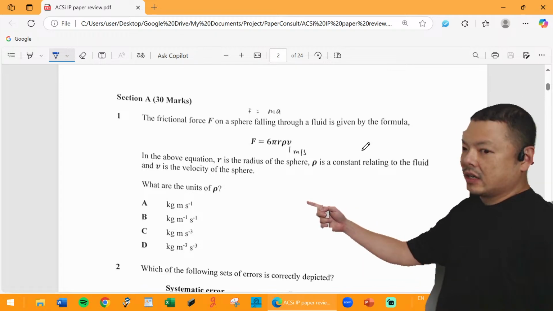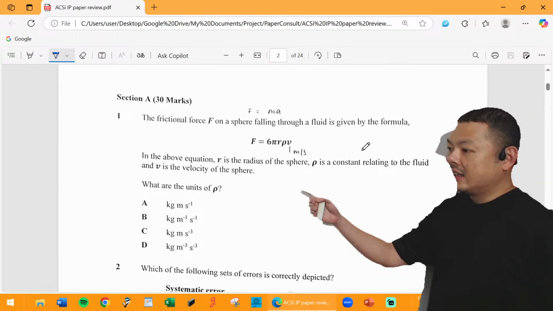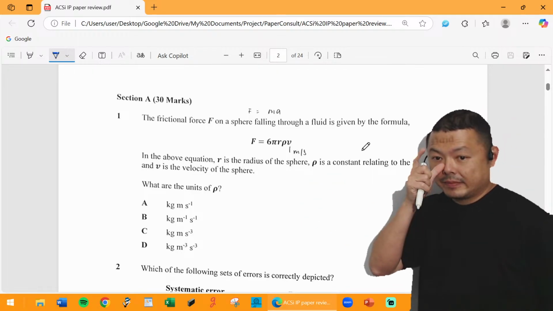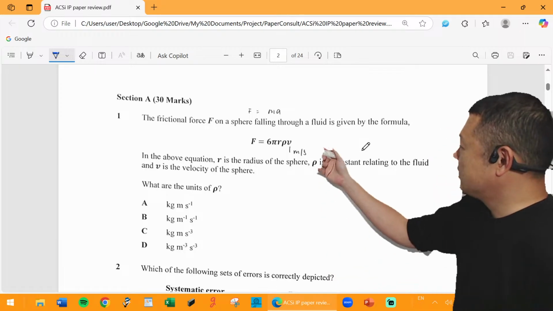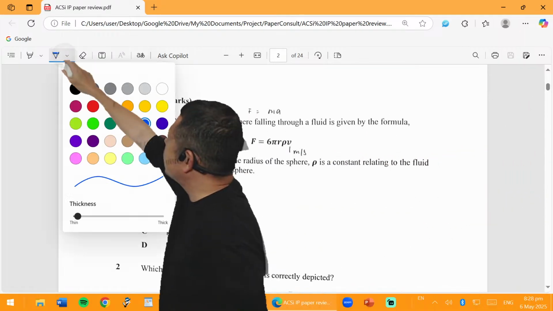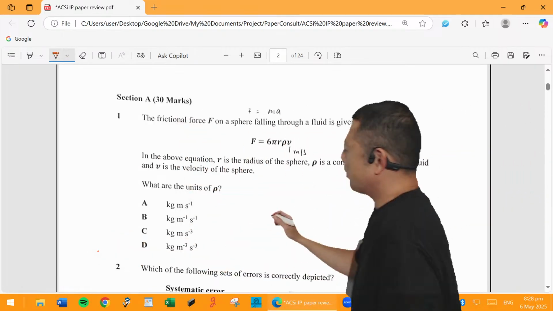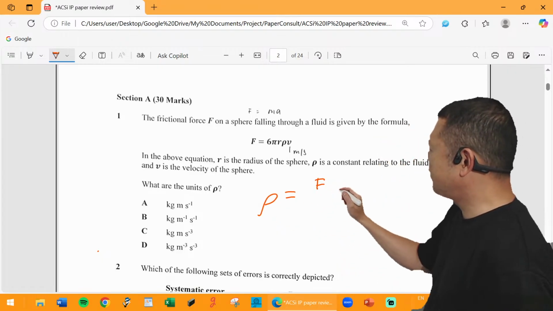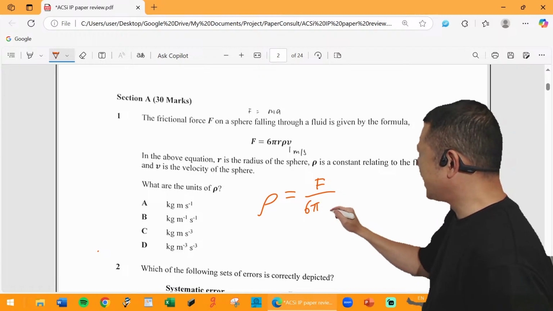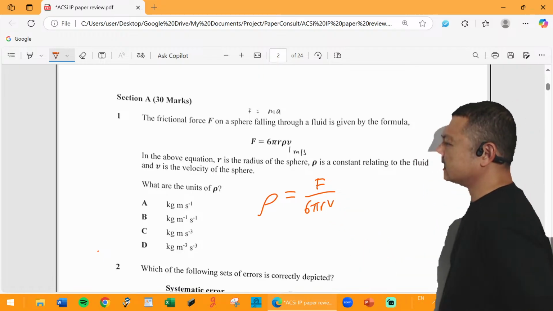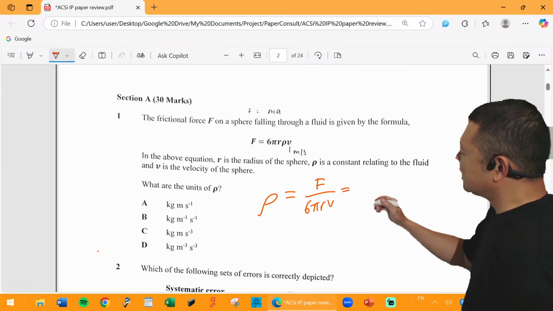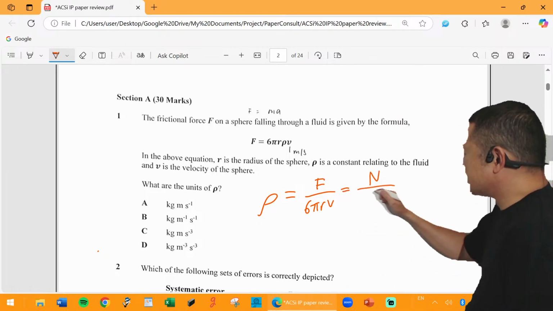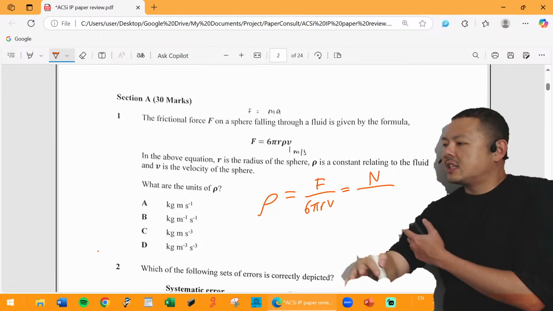Correct or wrong? This one. This one you got correct. You got wrong. Do you know why you got wrong? Okay, so basically, very fast one. This one here, you have to make rho the subject. Rho equals F over 6 pi rv, correct? And then you need to put it in its units. What's the units of force? Newtons. Newtons over... 6 pi is a constant, so don't care about its units.